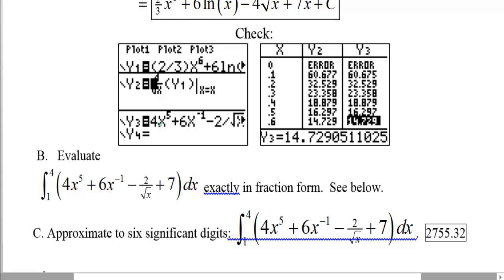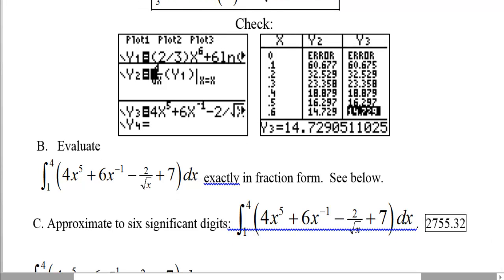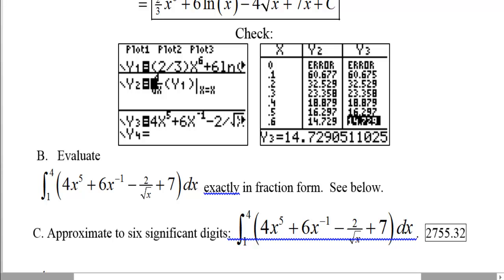y3 is the original function here, the original integrand. And y2 and y3, the tables should match, which you see that they do here. Okay, so we have the entire family of antiderivatives. If we wanted to find a specific one, we would need a particular point on this curve, and then we could solve for the specific c.